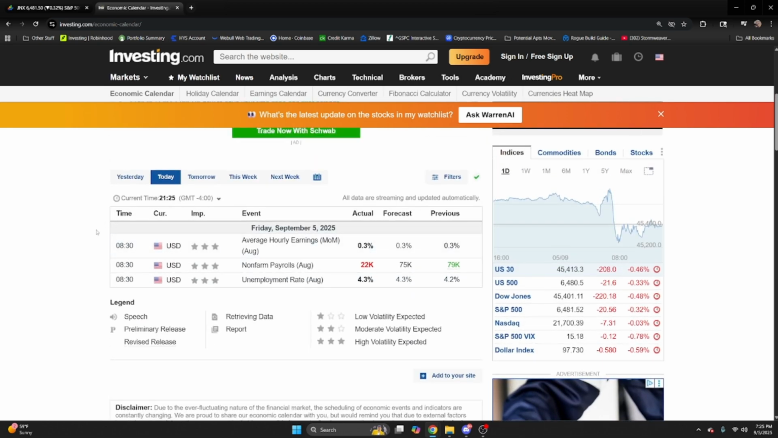the economic events that came out today that have maybe had an impact on why the markets are moving the way that they're moving. So we can see here average hourly earnings month over month. So it's a monthly report. It was forecasted at 0.3%, and it hit that 0.3%. So no surprises there. The non-farms payroll, so this is a monthly report as well.